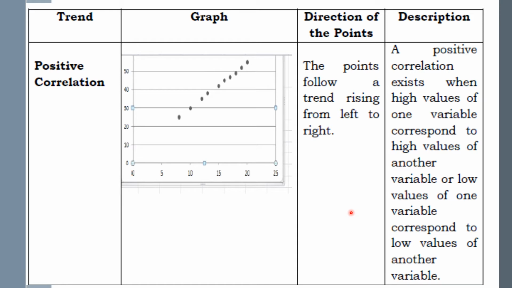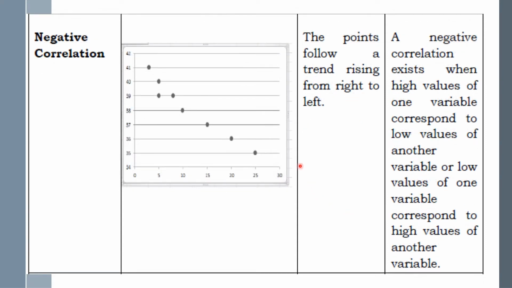How about the second one? We have negative correlation. As you can see, it goes down from left to right. It is rising from right to left, but it goes down from left to right.